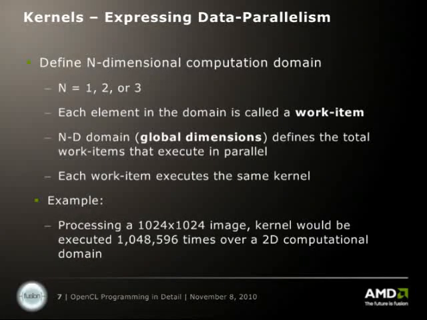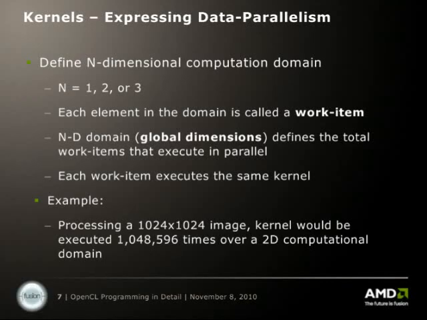So with kernels, the first thing you need to understand with programming a kernel is how data parallelism is expressed with these kernels. Essentially, you define your computational domain, which is an n-dimensional computational domain, where n could be either 1, 2, or 3 dimensions. Each element in your computational domain is referred to as a work item, and one can think of this sort of as a thread.